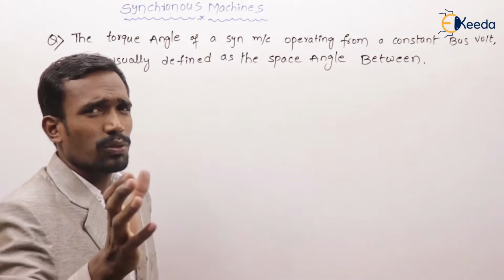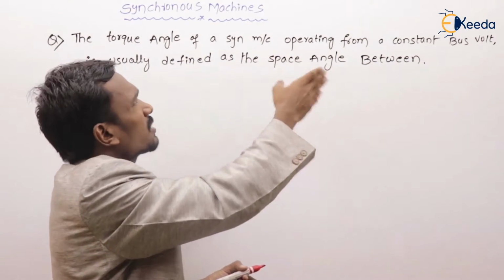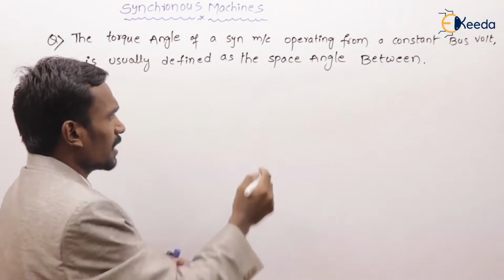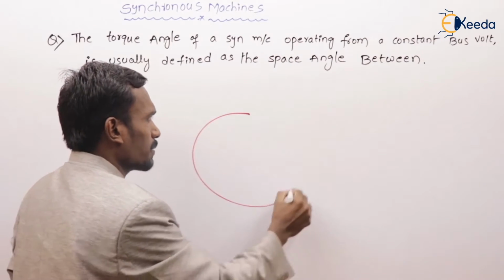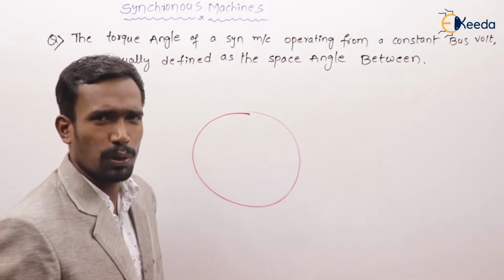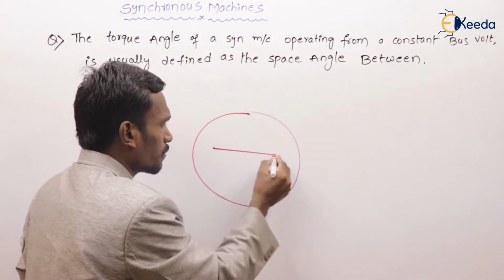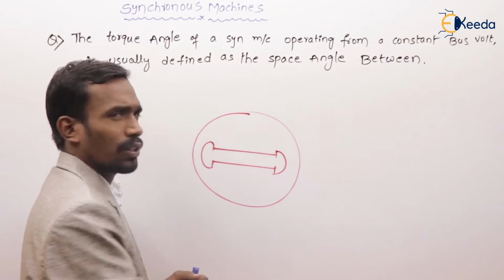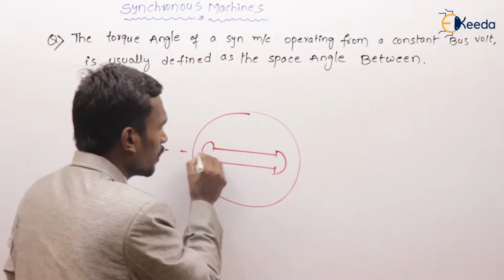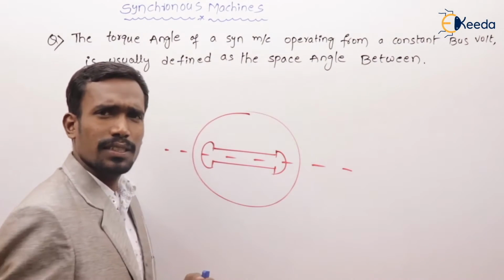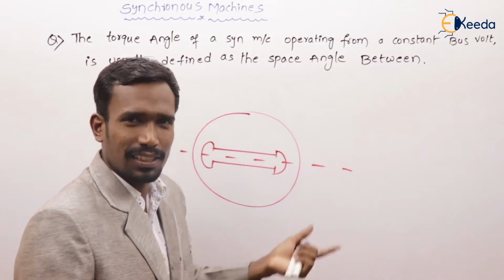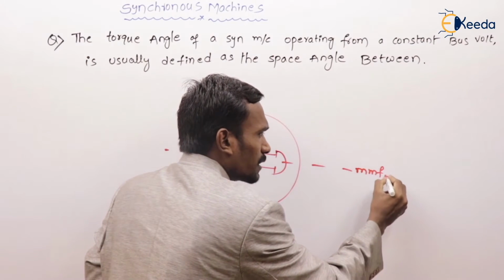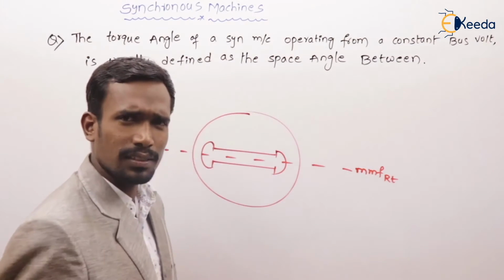Now tell me, what is actually our question? What is the torque angle? Let's see, generally in our synchronous machine, for example, I am taking a salient pole synchronous machine. For example, this is my rotor flux axis, this is my rotor MMF, this is my rotor MMF axis.